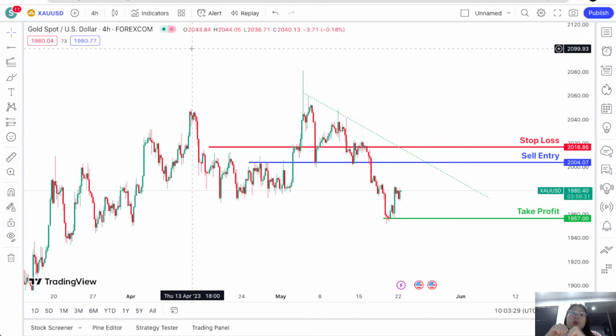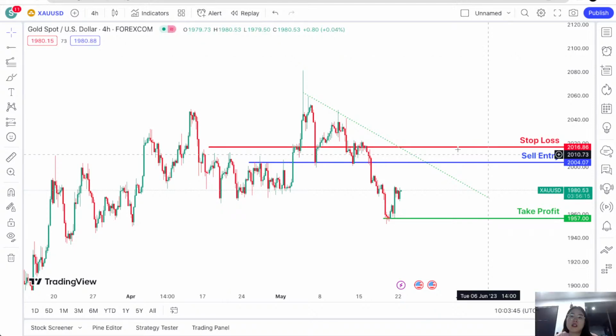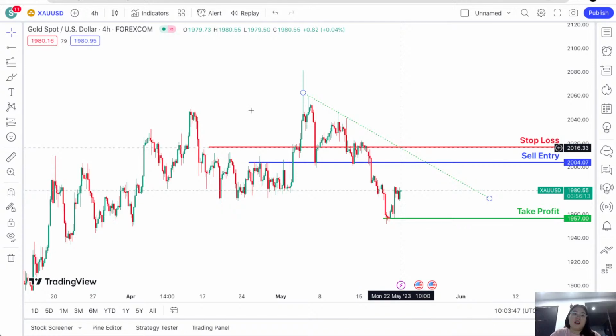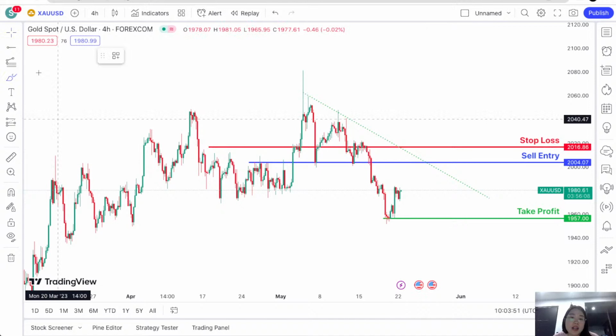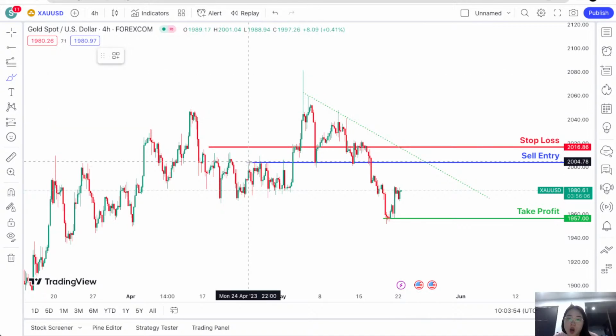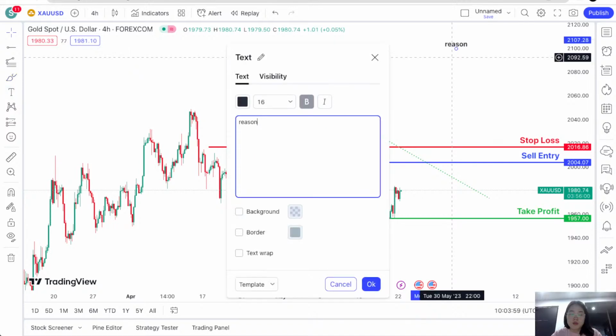So if I want to get in for a sell at the 2004 area, I need to have reasons why I think 2004 is the magic number to get in for the sell. Why do I think it's a magic number? Number one, there's a horizontal overlap. So I'm going to write down all my reasons for the sell. Area, okay? I said area, not the exact number. Number one, horizontal overlap.